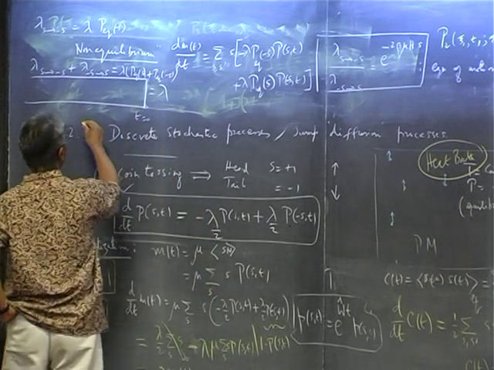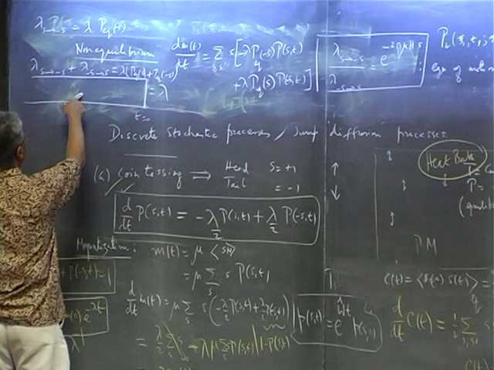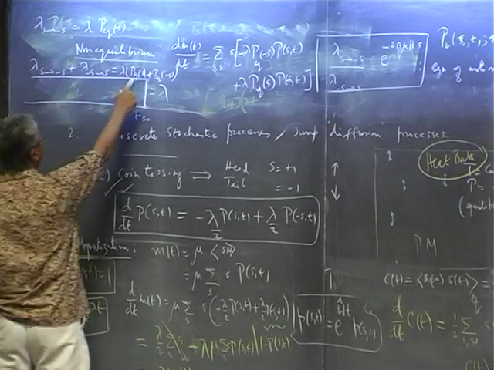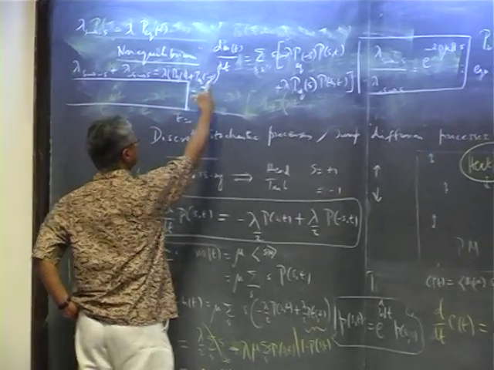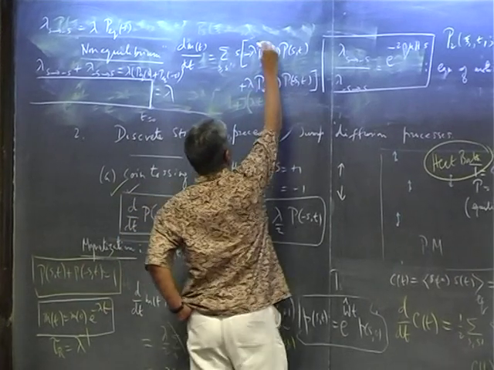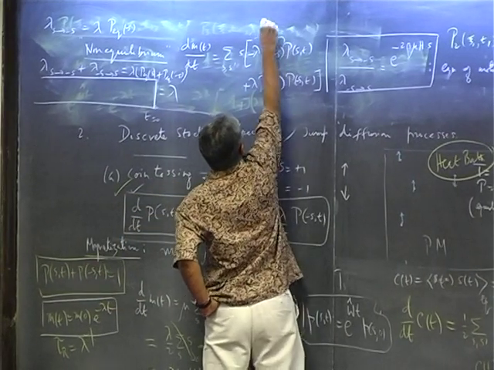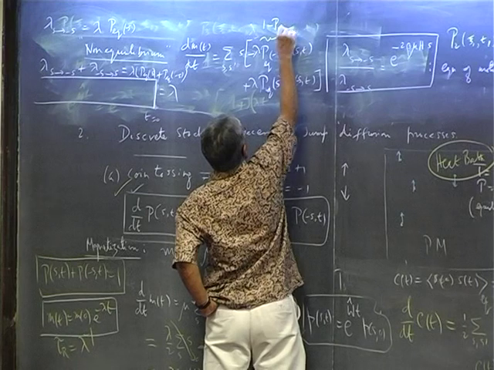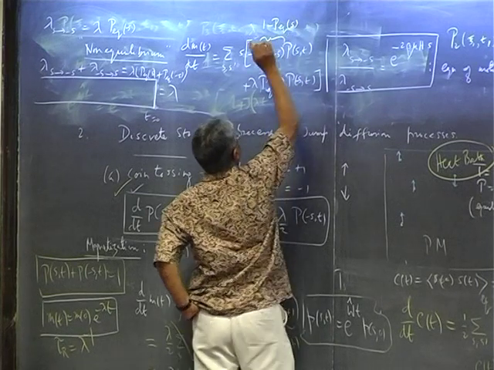So I also have P equilibrium of S plus P equilibrium of minus S to be equal to 1. So this quantity is 1 minus P equilibrium.